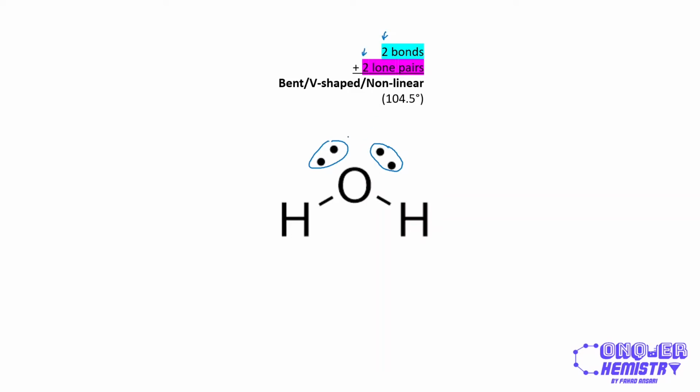And so these 2 lone pairs are going to repel each other the most, right? Followed by the repulsion between the 2 lone pairs and each bond pair. And then these 2 bonds are going to be forced so much closer together that the bond angle is even smaller than 107. It's going to be 104.5 degrees, right? And so the shape is going to be called bent or V-shaped or nonlinear. These are 3 different names for the same molecular shape.